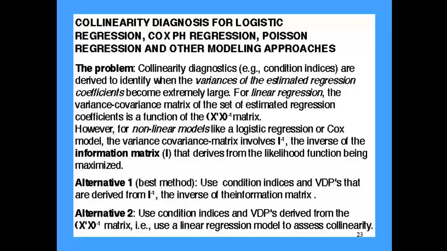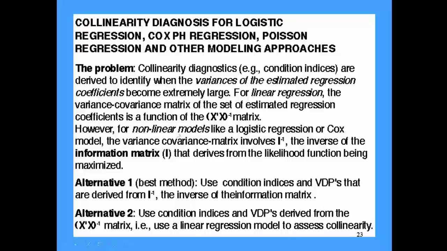When you're using linear regression, the model has a certain mathematical expression for the variance. When you're using logistic regression, it's a different expression for the variance. So if you ask when the model blows up in linear regression, you're using the linear regression formula for the variance. For logistic regression, it's a different formula. For linear regression, it's something called the X prime X inverse matrix. And for nonlinear models like logistic regression, it's something called the information matrix.